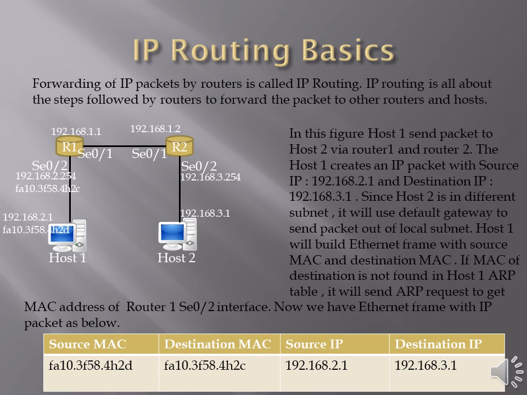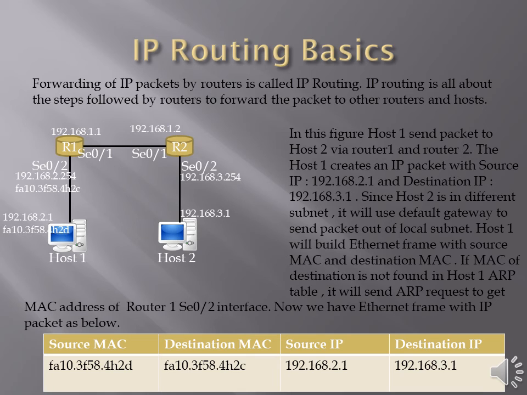You can see the figure where host 1 is connected to serial 0/2 port of router 1, and router 1 is connected to router 2 via serial link, that is serial 0/1, and further R2 is connected to host 2. This means when host 1 sends the packet to host 2, it has to leave the local subnet and go to the outside network. Since host 2 is in a different subnet, it will use the default gateway to send the packet out of the local subnet.